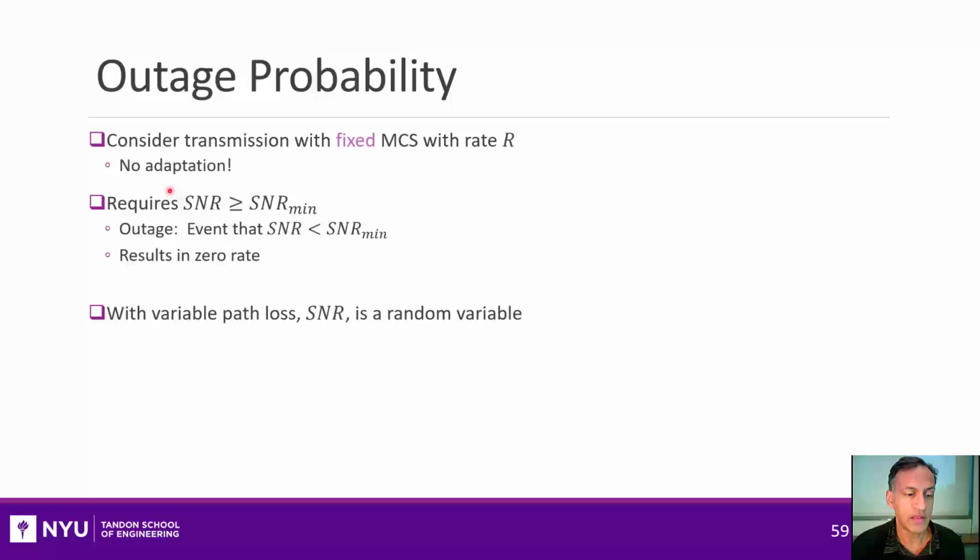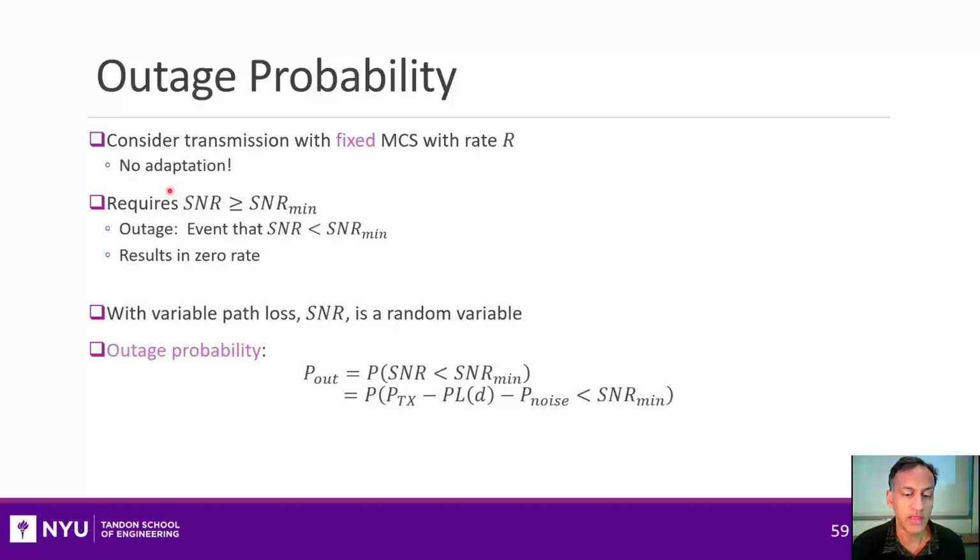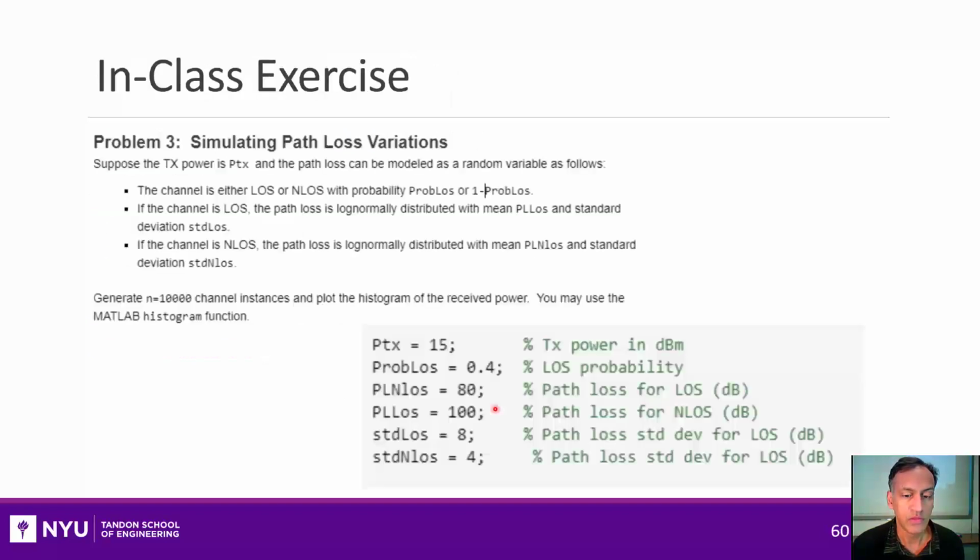Now, let's say that I have some statistical model for the SNR, so the SNR is some random variable. I can then compute the outage probability, which is the probability that the SNR is less than the minimum SNR. The SNR is just going to be my transmit power minus the path loss minus the power of the noise. And then if I have this as a random variable, I can compute that, and I'll have you do some exercises just to get you comfortable with that.